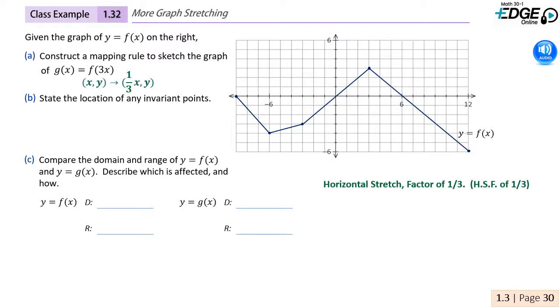We need to remember that a b value, which is to say a coefficient in front of x, has a reciprocal effect. So when we see 3, the effect is that we have a horizontal stretch by a factor of 1/3 relative to the y-axis. So let's label the points on our graph and multiply each x coordinate by 1/3.